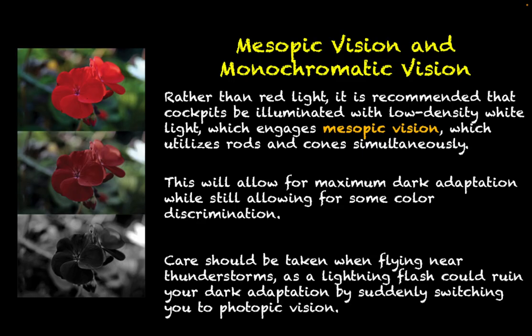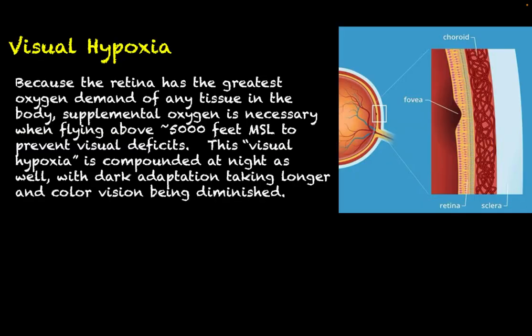But one thing your textbook warns about, and this makes total sense, is that care should be taken when you're flying at night and you go near a thunderstorm. If you get exposed to a lightning flash, that could totally ruin your dark adaptation by suddenly switching you to photopic vision, bleaching those rod photoreceptors, and then it's going to take 30 minutes for you to adapt to the light again.